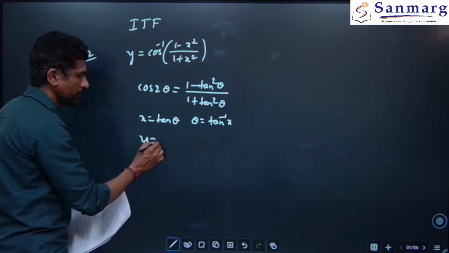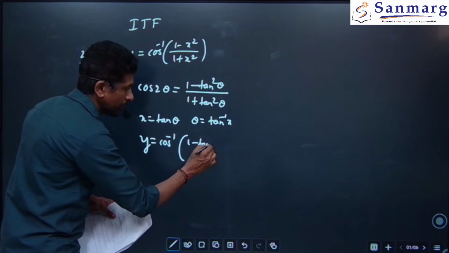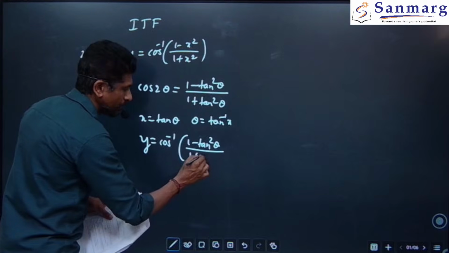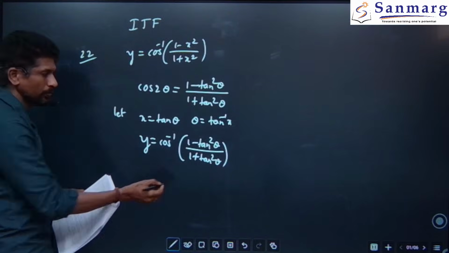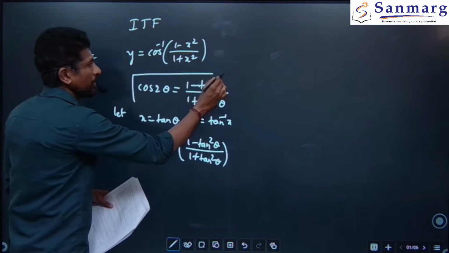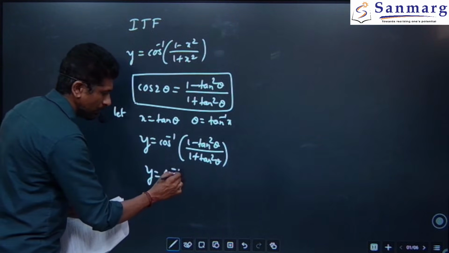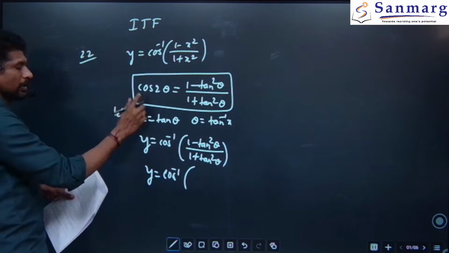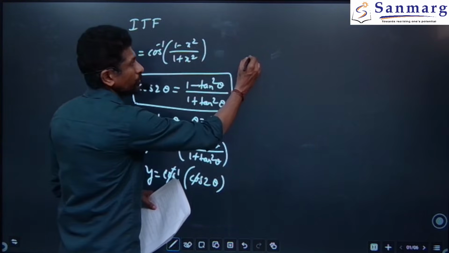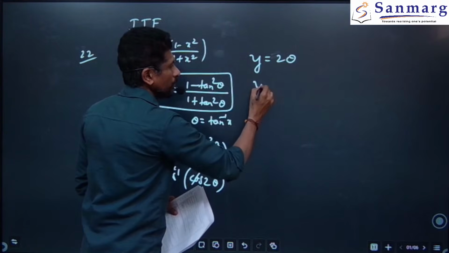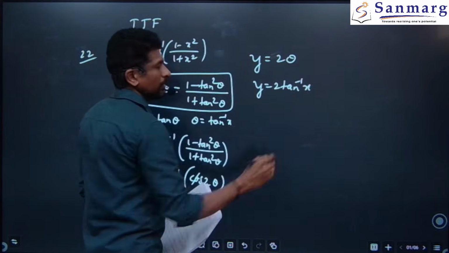The y function becomes now cos inverse of 1 minus tan square theta divided by 1 plus tan square theta, putting x as tan theta here. So now considering the standard multiple angles formula, instead of 1 minus tan square by 1 plus tan square, the LHS is cos 2 theta here. So automatically cos inverse cos gets cancelled, y becomes 2 theta. And theta is nothing but tan inverse of x. So therefore write down 2 tan inverse x.